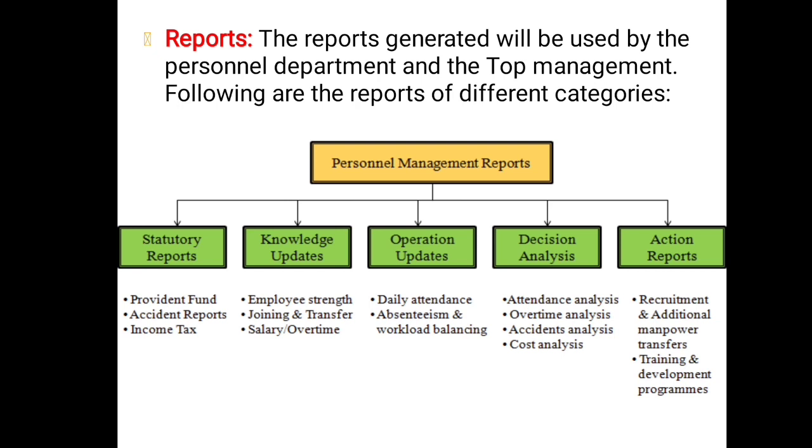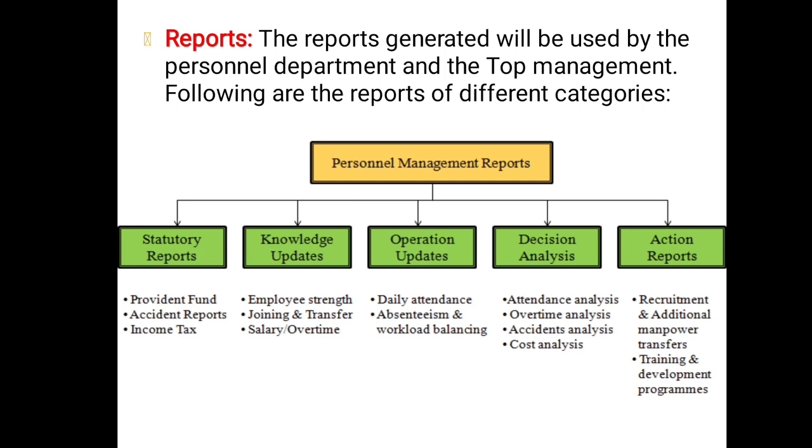Next is decision analysis. Again, as I have previously discussed, these are the reports which will help a decision maker to analyze a given situation or to identify the problem areas. For example, attendance analysis. On analyzing the attendance of my employees, if I find a problem that the majority, or 50%, of my employees are not able to come 6 days or 5 days in a week, then in that case it could be a problem which has to be resolved. Similarly, overtime analysis can be done, accidents can be analyzed, and cost analysis can also be done through these reports. And last, we have the action reports.